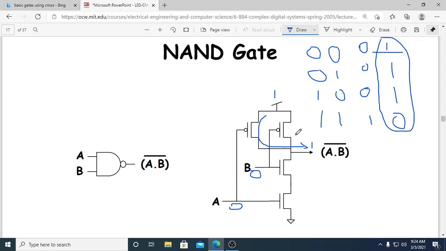Okay, what is the second case? Just a minute, I want to rub the portion.